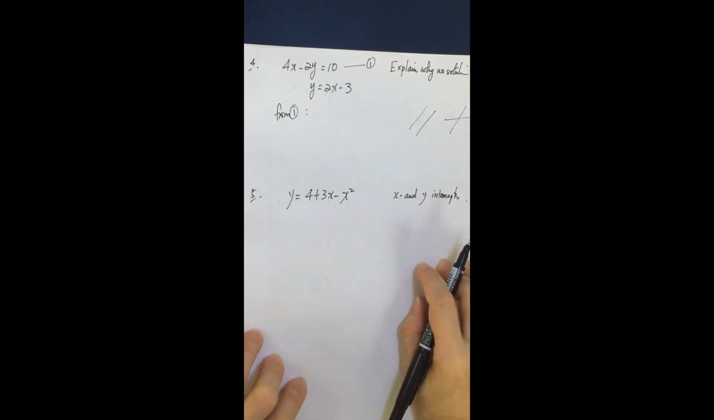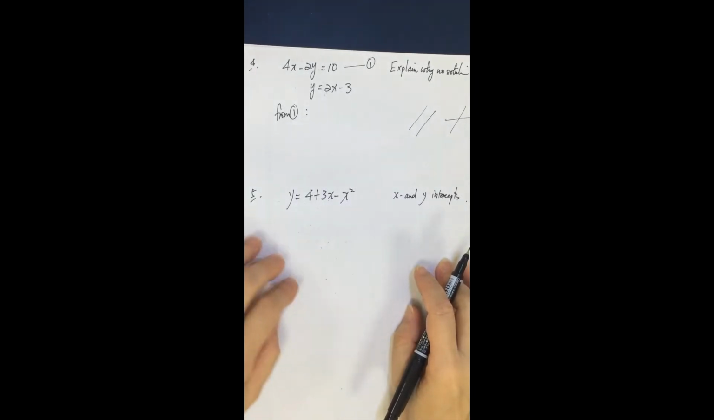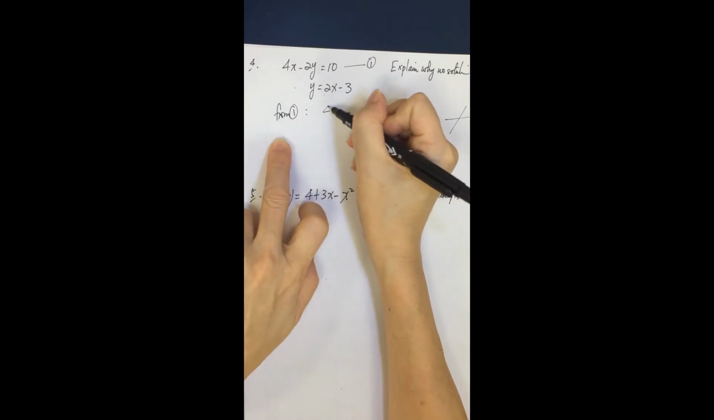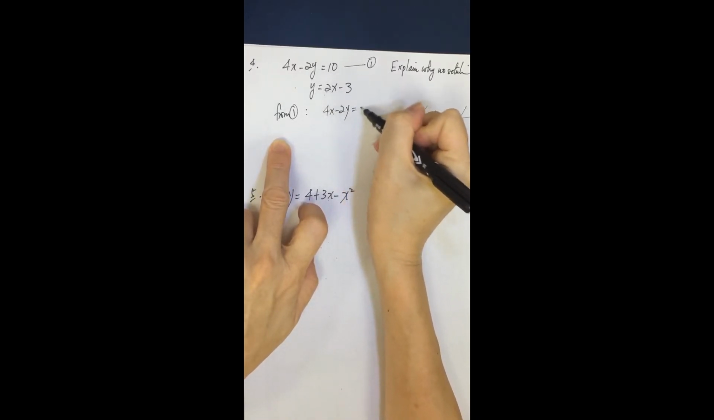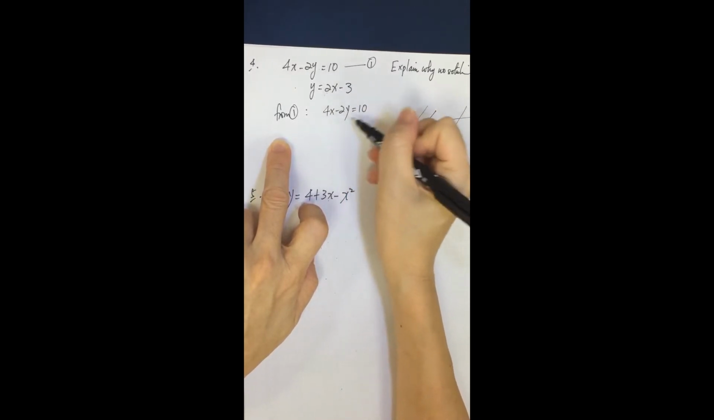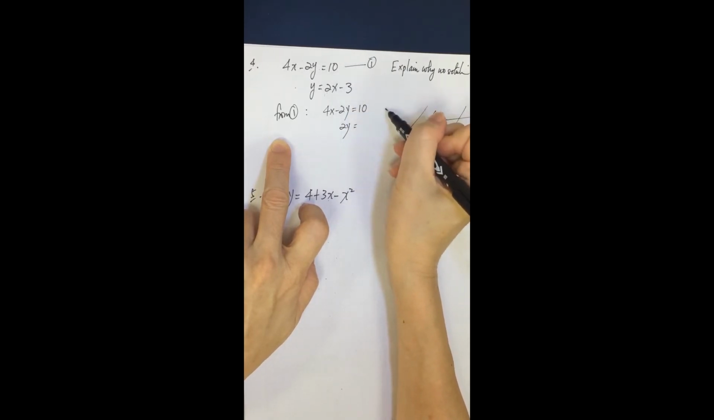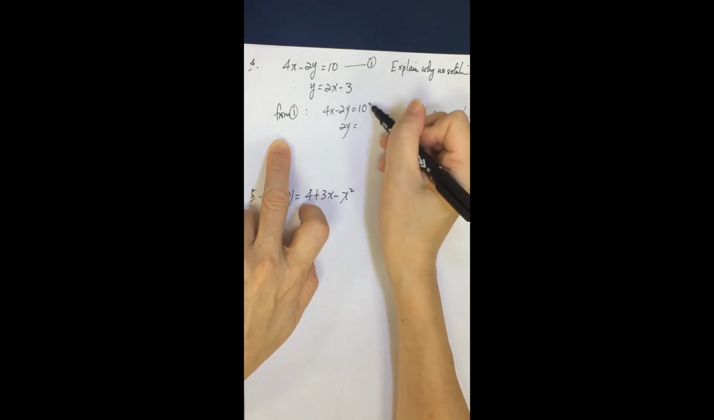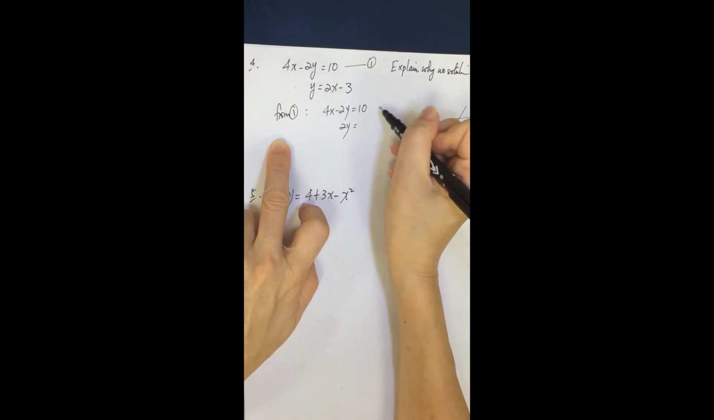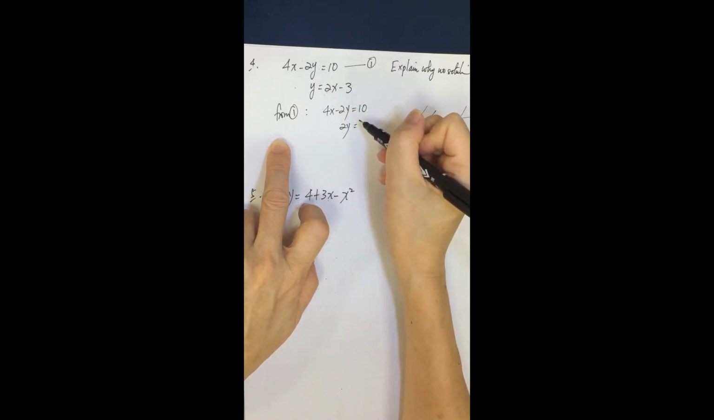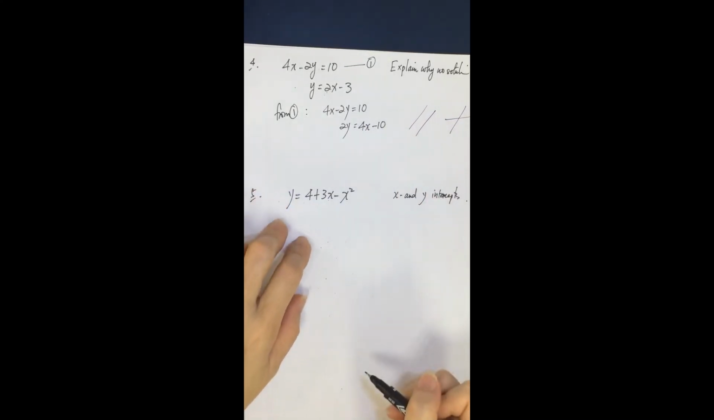Okay, so from the first equation, we have 4x minus 2y is 10. I'm going to rewrite it to get 2y. Imagine that you're putting the 2y to the other side, so negative becomes positive, or you can say add 2y to both sides. And I'm going to move this 10 to the other side, so I subtract 10. So I get 2y equals 4x minus 10.